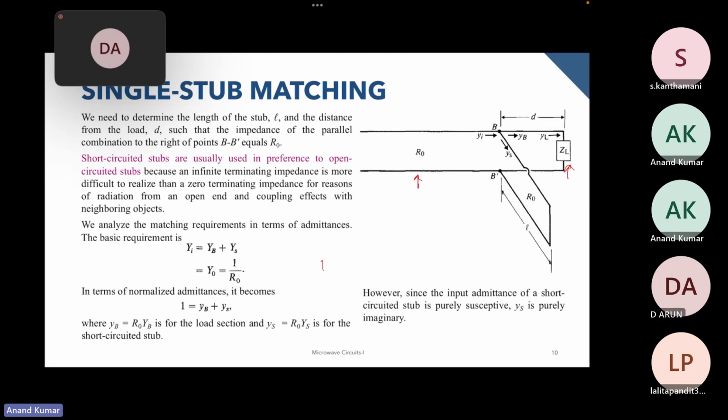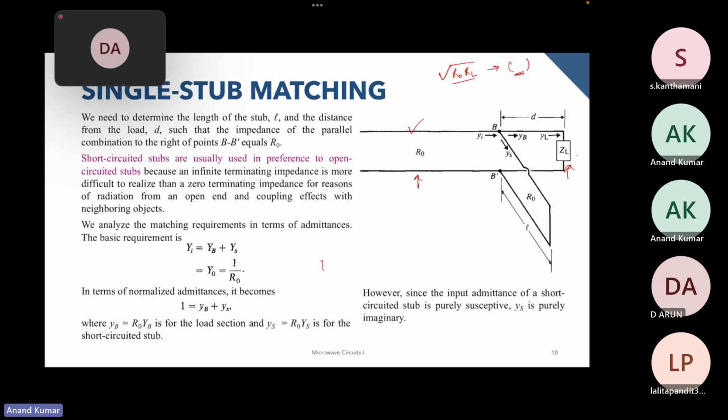The quarter wave transformer only works if the load impedance and the characteristic impedance of the transmission line are both real. Essentially, we are taking the root of two numbers, R naught and RL. If they are not real and have complex parts, then this root will give you some complex value, and you cannot design a transmission line with a complex characteristic impedance. So for this case, we use single stub matching.